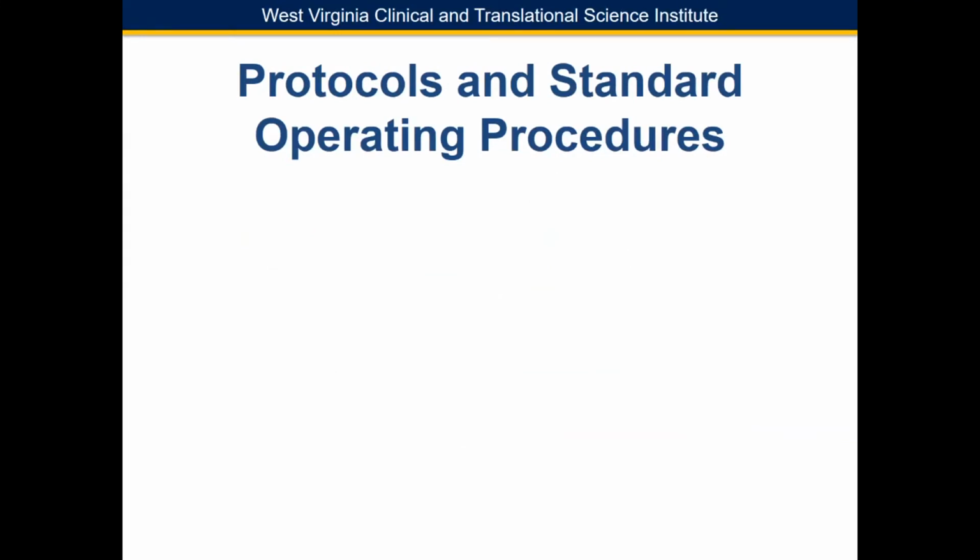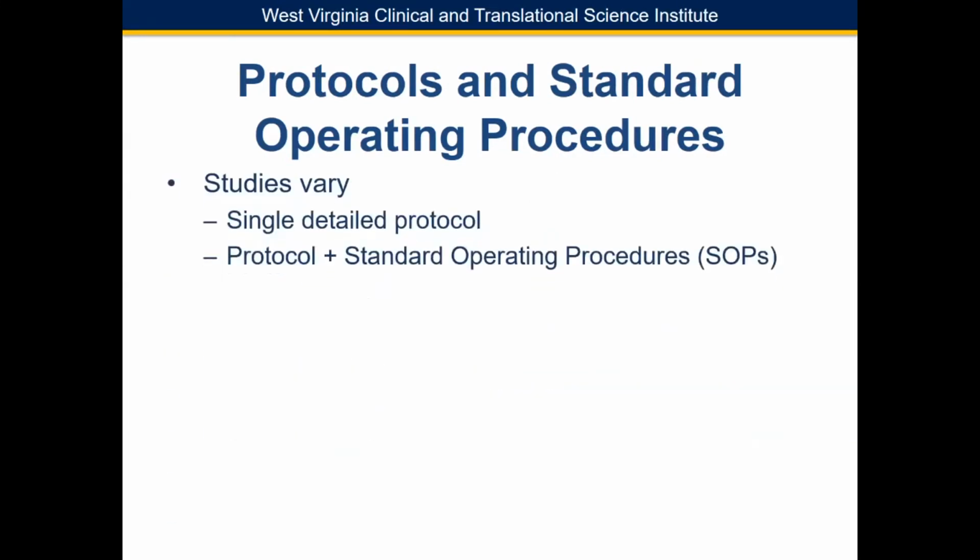So let's talk about protocols and standard operating procedures. Studies vary, right? Sometimes a single detailed protocol is enough, but sometimes you need a protocol and you also need the standard operating procedures behind it. Standard operating procedures are finely detailed information describing the conduct and operation of the clinical trial. So for example, your protocol will state which tubes will be used to collect blood, and that it will be shipped to this location for processing.